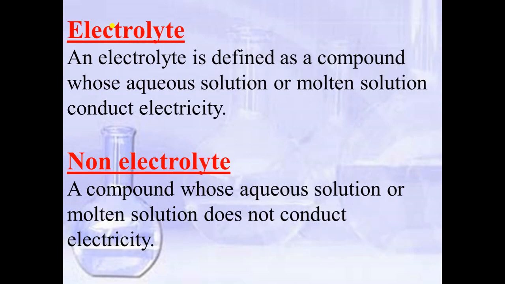Now there is a new topic, that is electrolyte. What is an electrolyte? An electrolyte is defined as a compound whose aqueous solution or molten solution conducts electricity. There is one more term, non-electrolyte, whose aqueous solution or molten solution does not conduct electricity. Electrolytes are of two types: strong electrolyte and weak electrolyte.